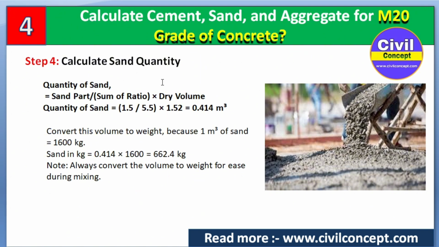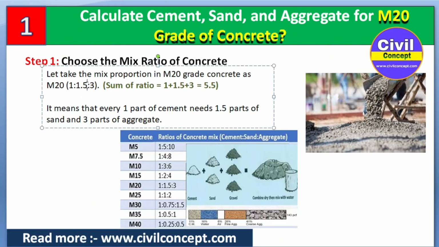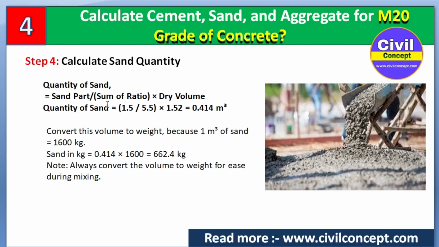Similarly to cement, we have to calculate the sand quantity. The quantity of sand will use the same formula: part of sand, which we have taken as 1.5, and the sum of the ratio we have calculated as 5.5, into dry volume. After putting in all these values, we get 0.414 meter cube. This is the volume of sand.